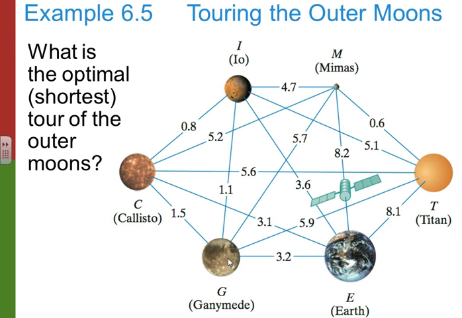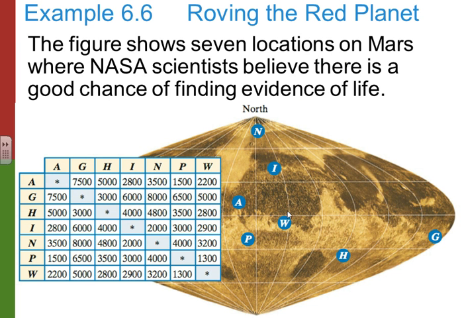Ganymede, Io, I think might be Saturn, might be. Anyway, it doesn't matter. So we have these moons we're going to tour, and we're going to have to figure out what the shortest distance is.